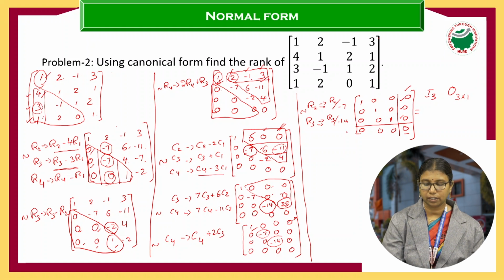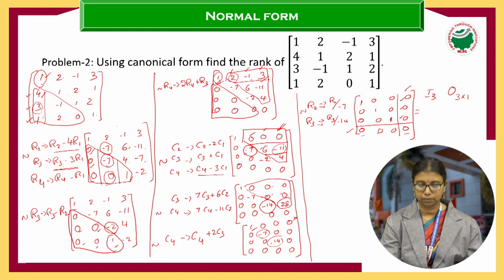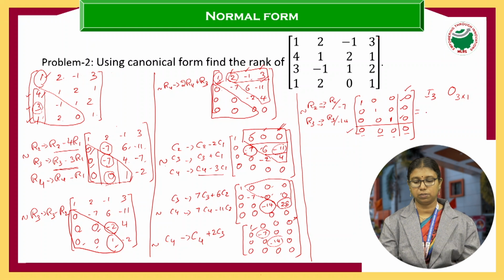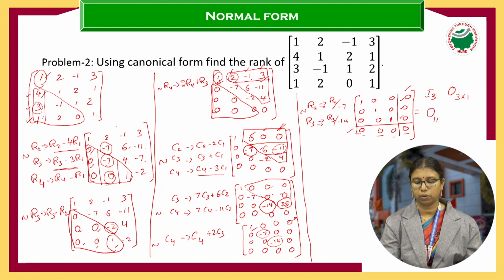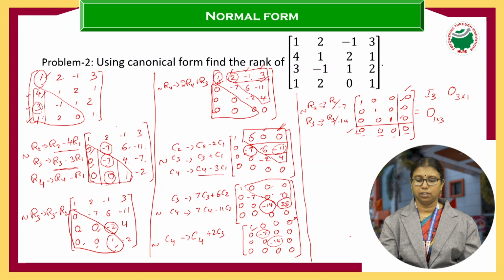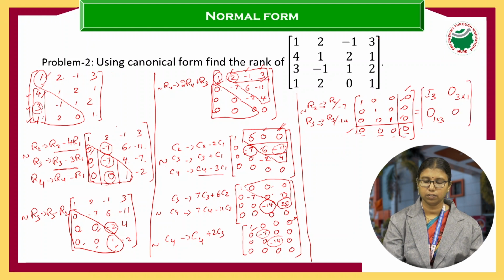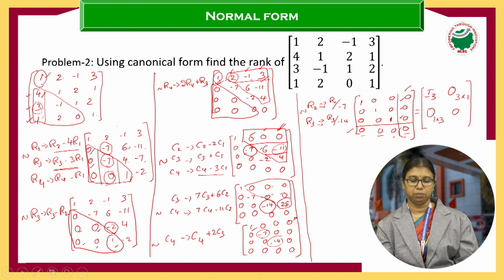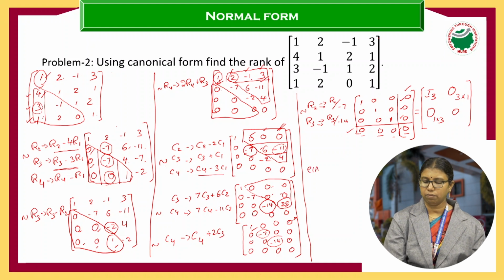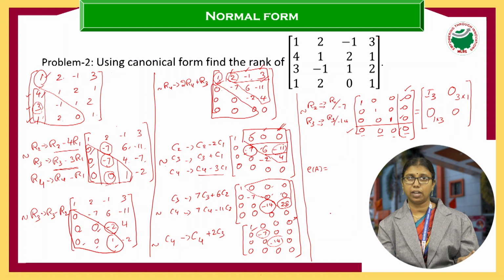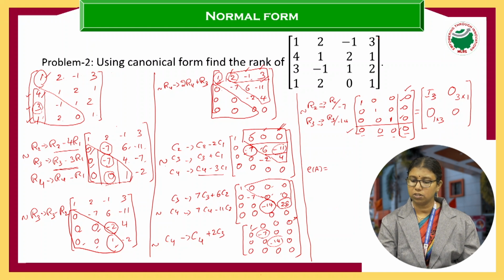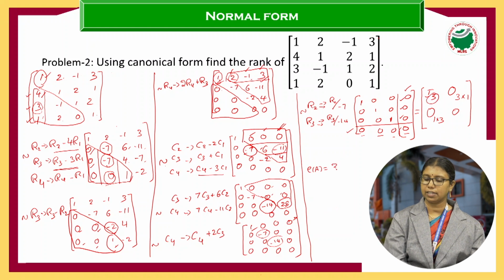Next one is a row vector. I have only 1 row with 1, 2, 3 columns. So this is O with 1 row and 3 columns. And the next one is a normal element, so 0. So this is the canonical form. Now using this canonical form, we can take the rank as the order of the identity matrix in the canonical form. So here the order is 3, so the rank is equal to 3.